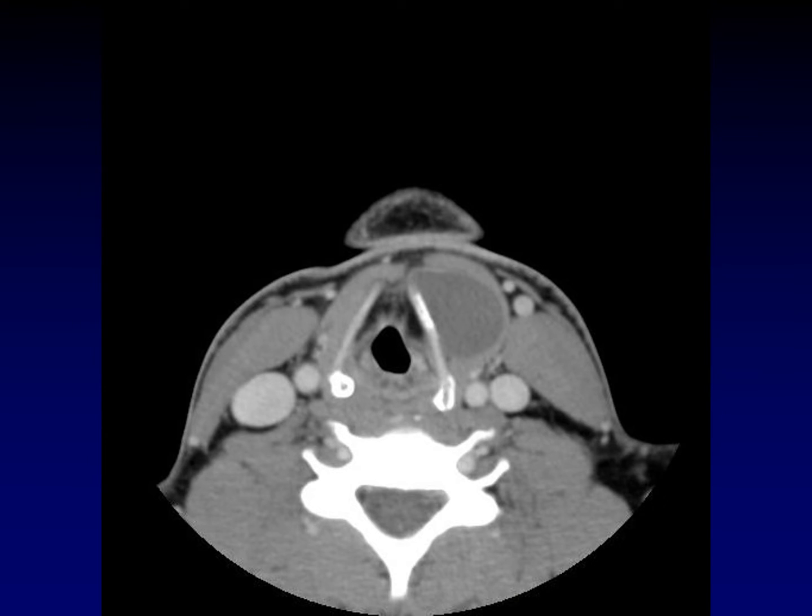Here's another example of a thyroglossal duct cyst, infrahyoid, off midline, right in the middle of the strap muscle here. Classic location for an infrahyoid thyroglossal duct cyst.